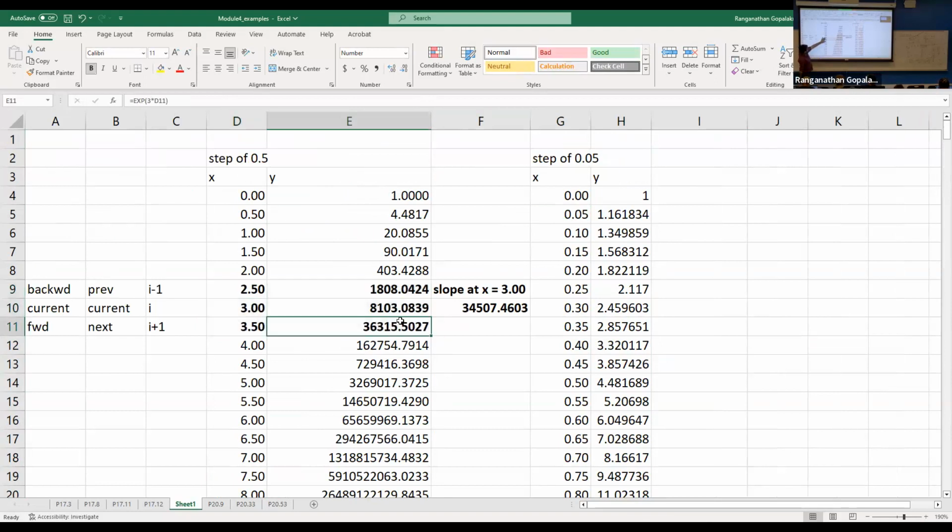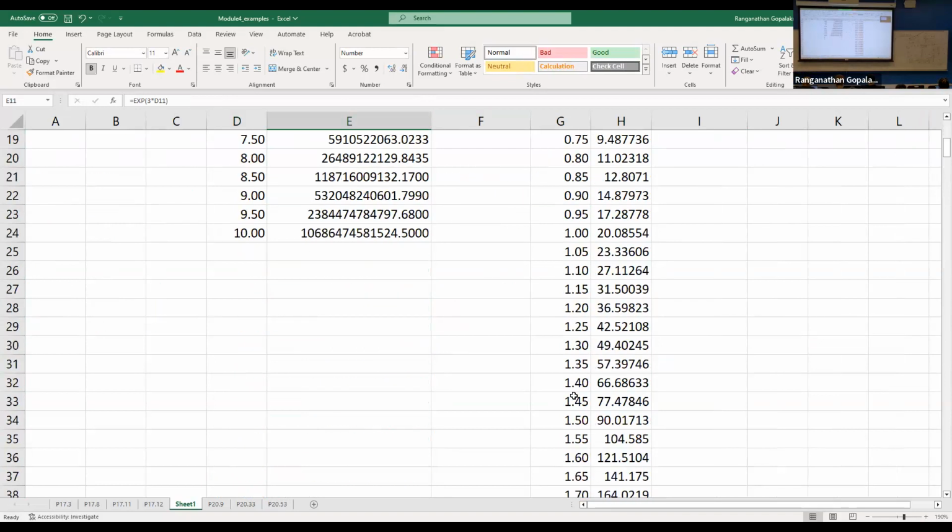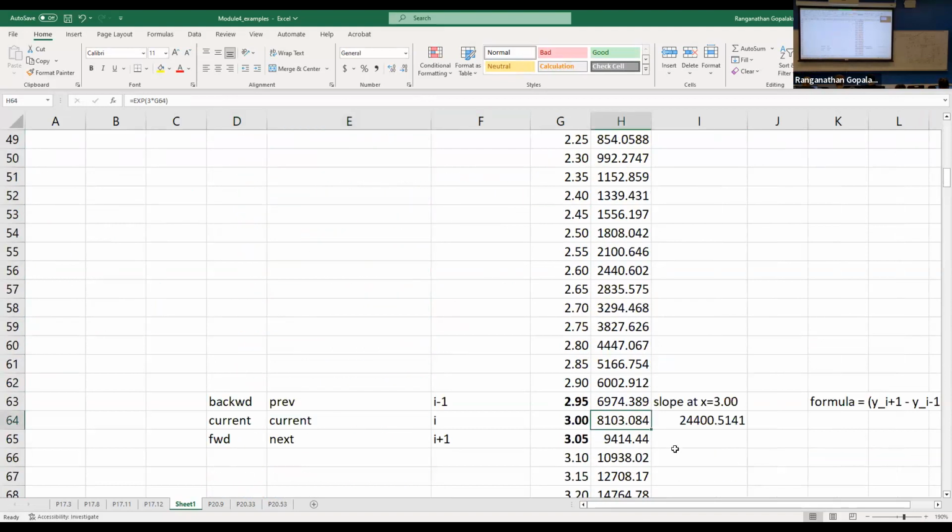You have x equals 3, 8103, and 3.5 and 2.5. That won't change. If you go to the other data set also, at x equal to 3, you have 8103. So same value of x, you're just selecting a different step length to compute the forward and backward neighbors, and the slope estimate is 24,400. Okay, let me write it down.